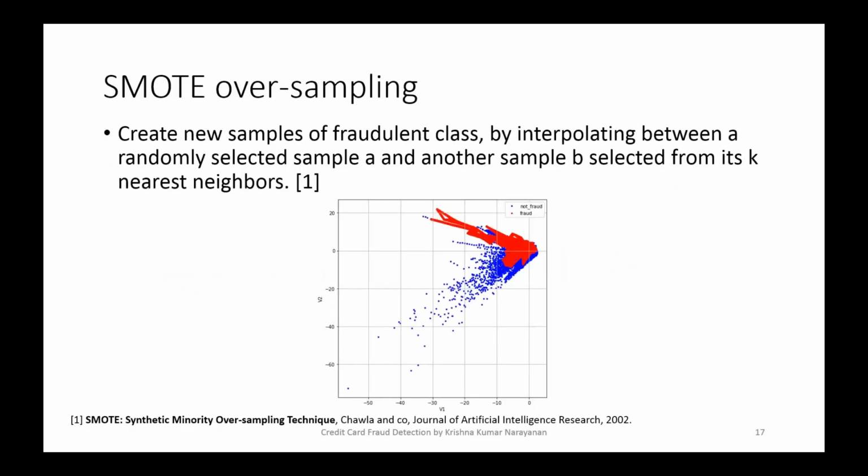SMOTE oversampling is a little different to random oversampling in that it creates new samples of the fraudulent class by interpolating between randomly selected samples in its neighborhood. For example, it selects a sample A from the minority class, then looks for its k nearest neighbors, and from those selects another sample B, and then interpolates between these two points A and B.